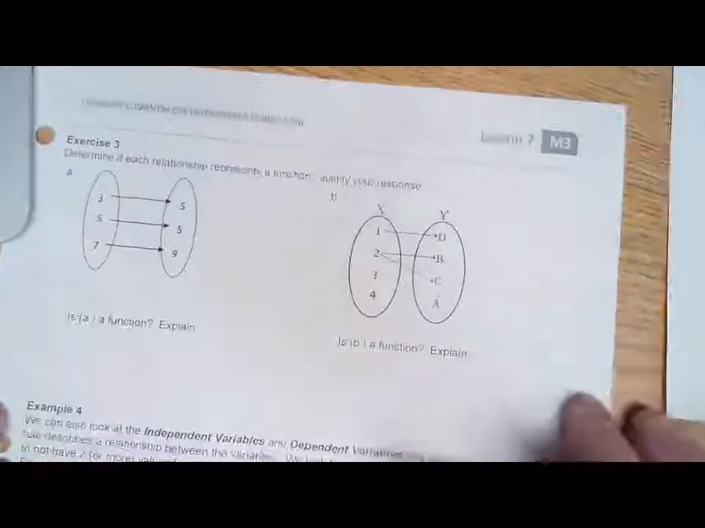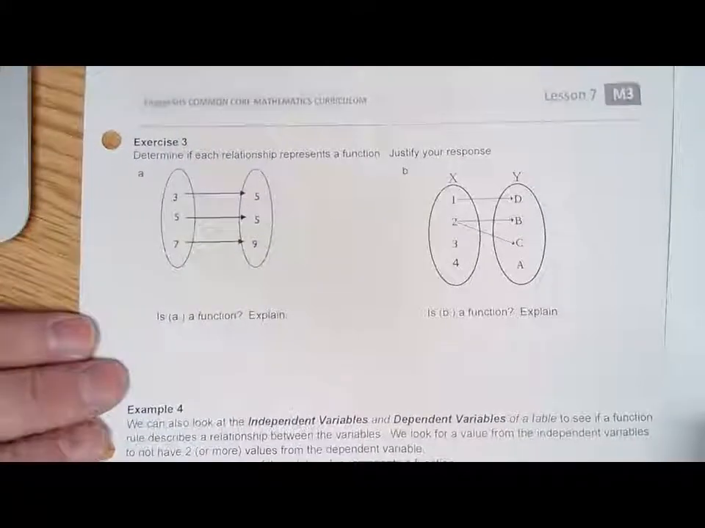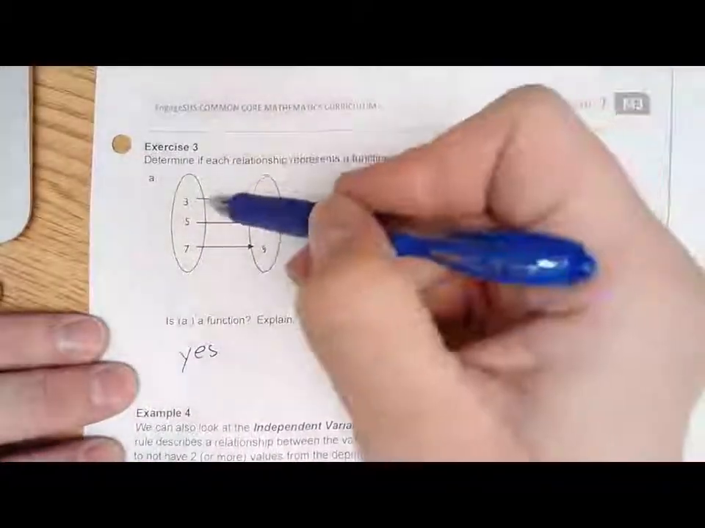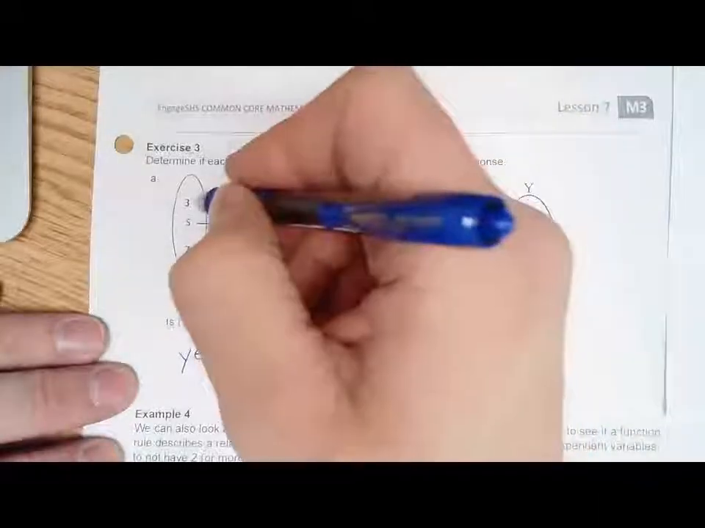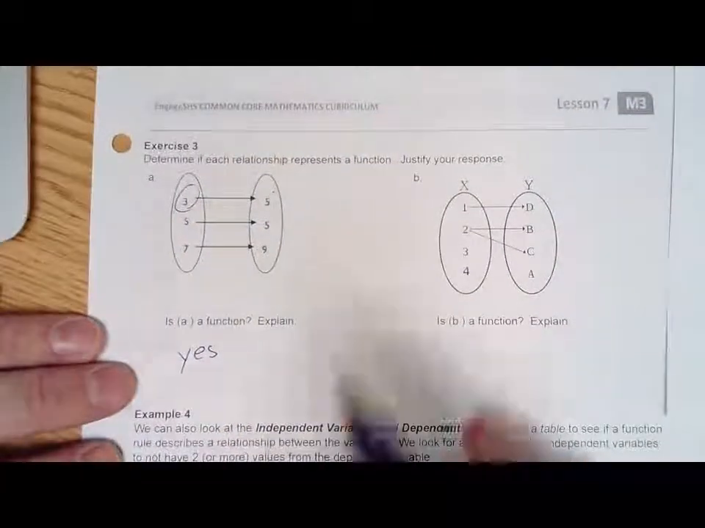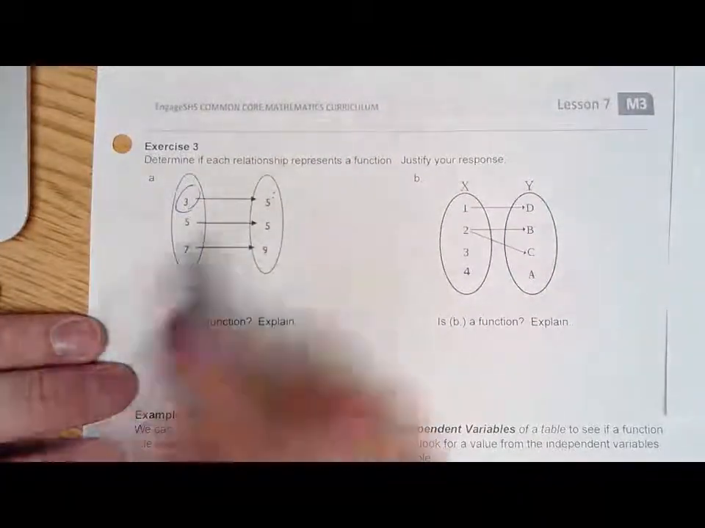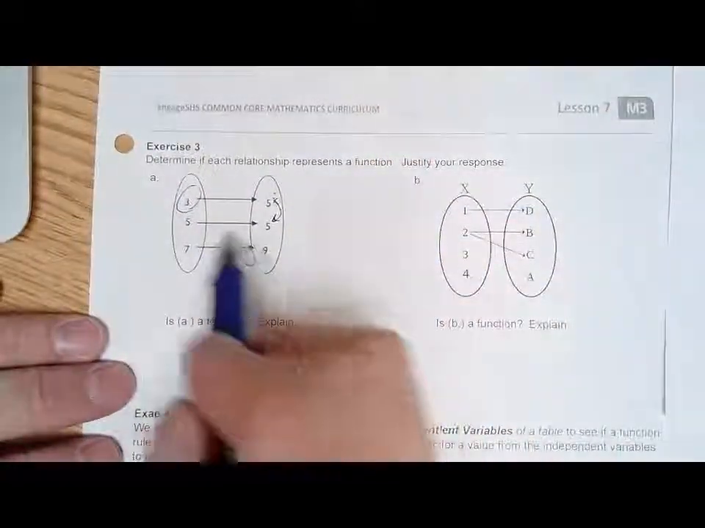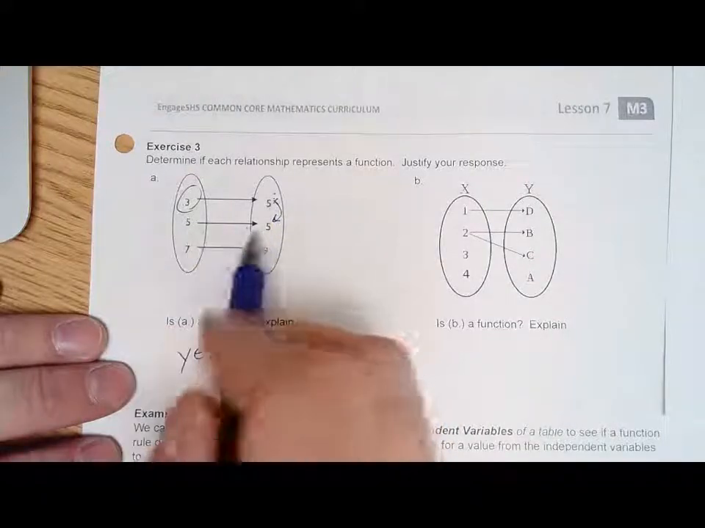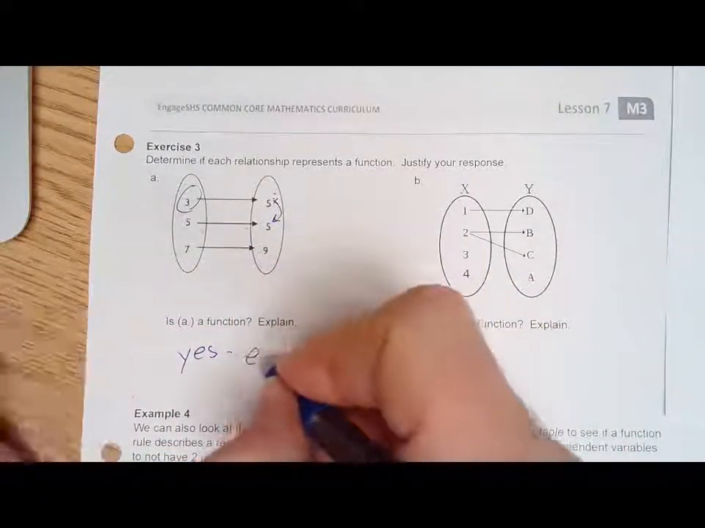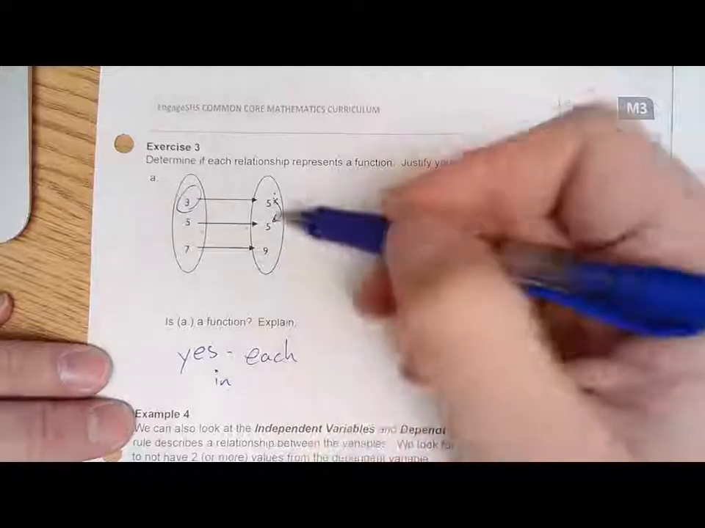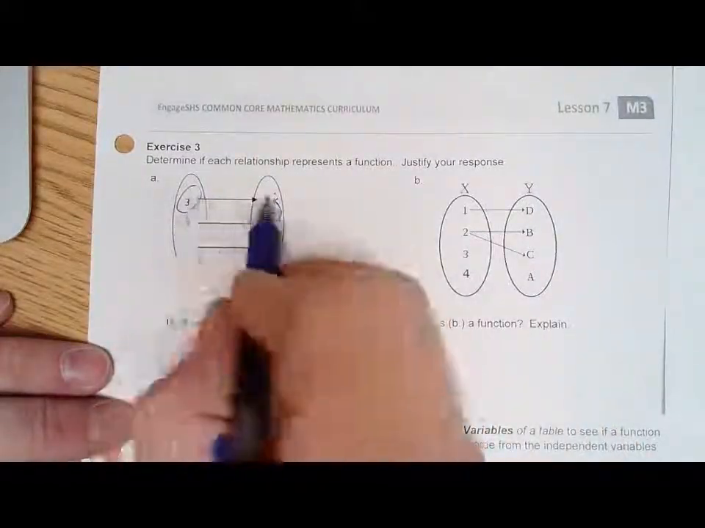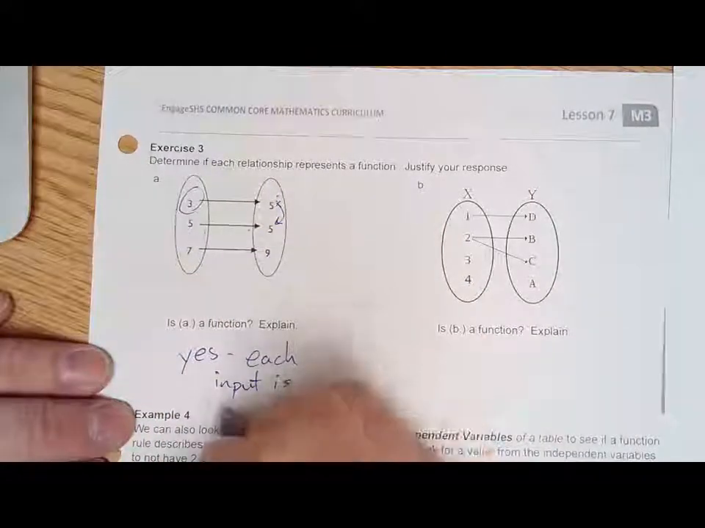Going to the next page. Determine if each relationship represents a function. This is a yes. Even though 3 goes to 5 and 5 goes to 5, 3 has a definite place where it's going to go, and it's always the same every time. 5 goes to the same number, even though it's kind of weird there, but 5 goes to 5 will always be that case. Once again, each input, even though they share an output, is mapped to the same number every time.